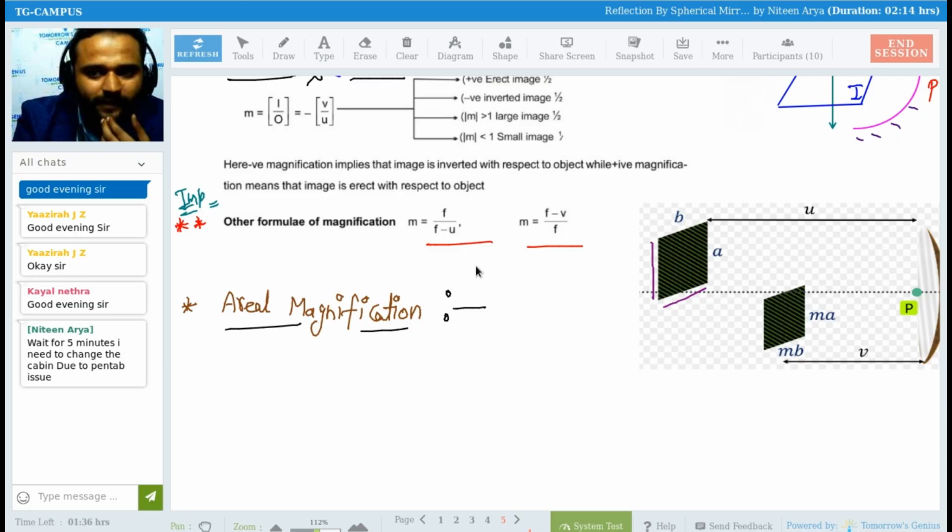So your aerial magnification is the area of the image to the area of the object, that is M_A = M_x × M_y. Proper, I am going to give you this. So what is the formula then?